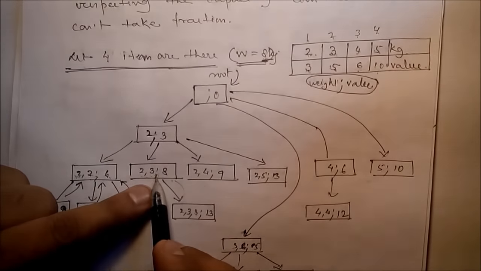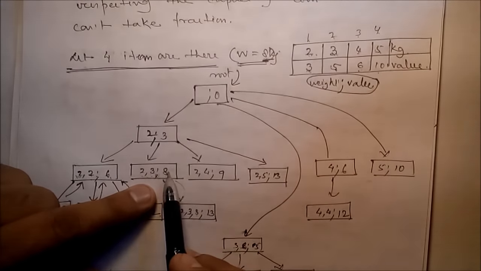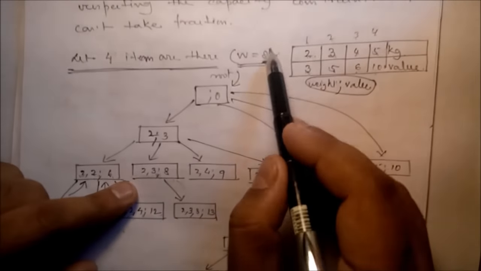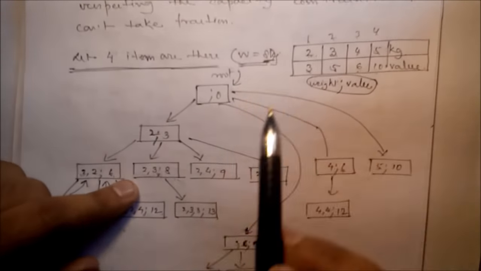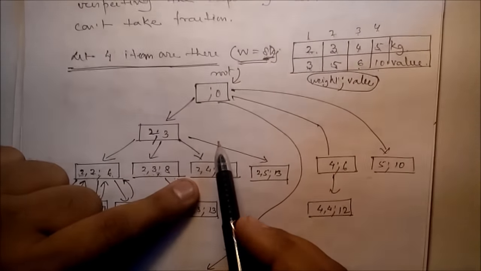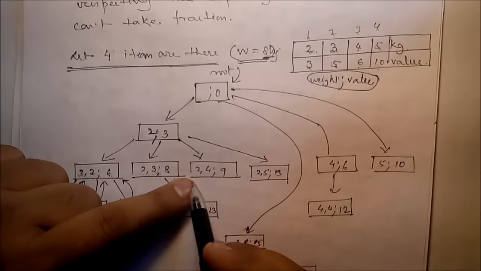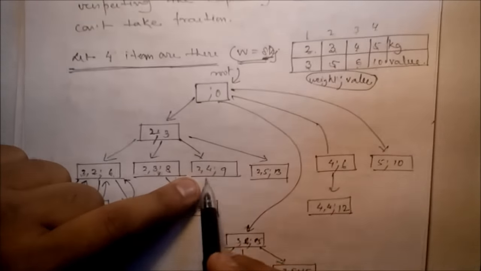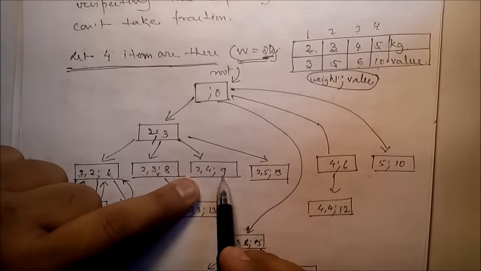Okay, so can you take 2, 3, 4? No, because 4 plus 3 plus 4... 3 plus 4 is 7, plus 2 is 9, so we can't take 9 kilograms, because the maximum we can take is 8 kilograms. Clear? Similarly, first item 2, can you take the fourth one? Yes, 4 plus 2 is 6, 6 is less than 8, and the total value is 6 plus 3, which is 9.